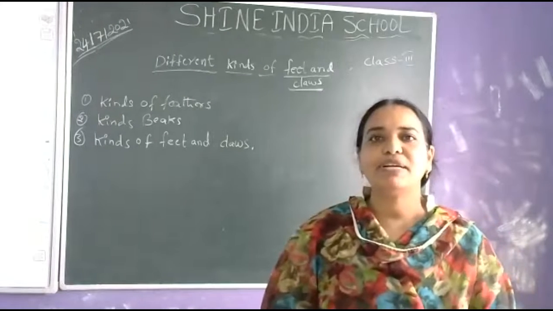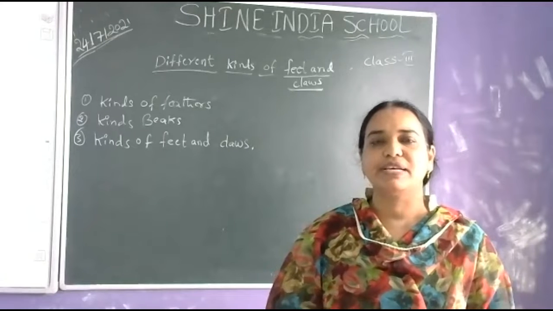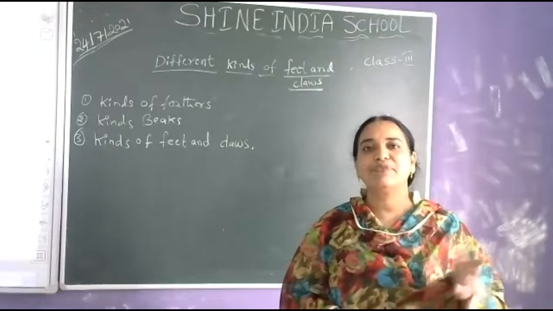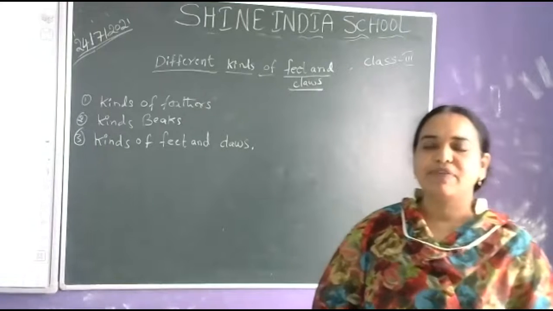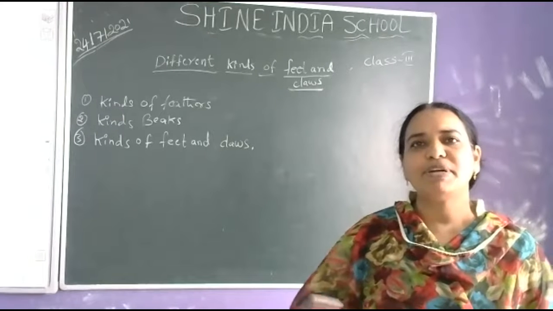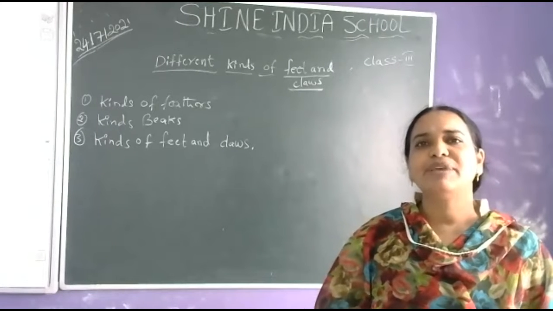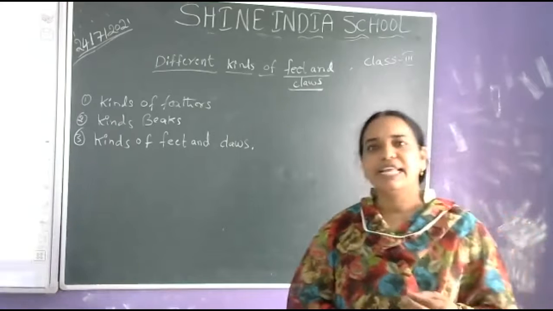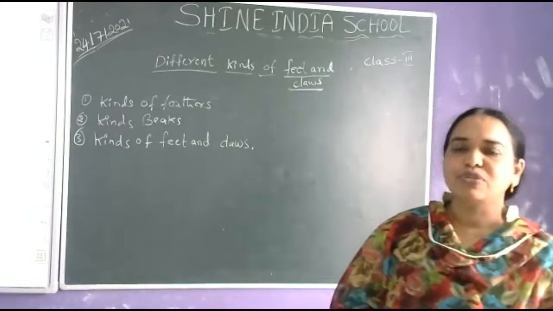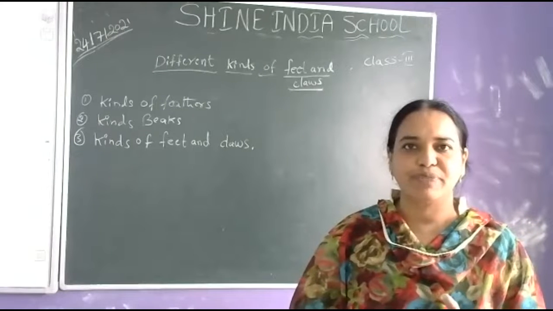Why do different birds have different feet, different claws, and different types of beaks? Yesterday we discussed why different birds have different types of beaks, and what the use of the beaks is. Why do all birds not have the same kind of beaks? According to the food they eat, the nature of food they eat, and the nature of place they live, they have different kinds of beaks.